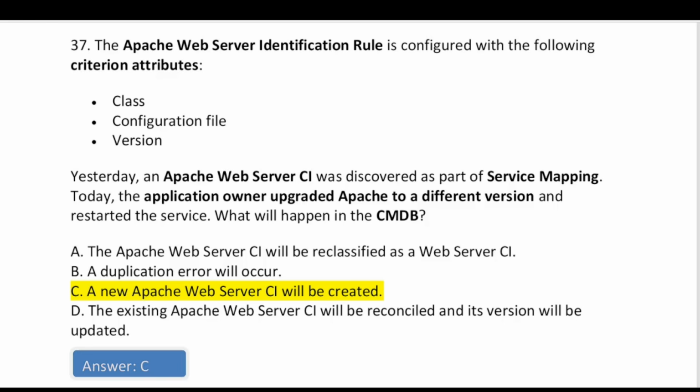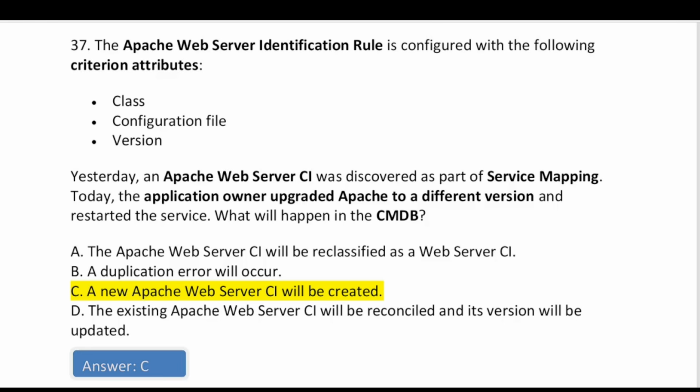Question: the Apache Wave Server identification rule is configured with the following criterion attributes: class, configuration file, and version. Yesterday, an Apache Wave Server CI was discovered as part of service mapping. Today, the application owner upgraded Apache to a different version and restarted the service. What will happen in the CMDB?